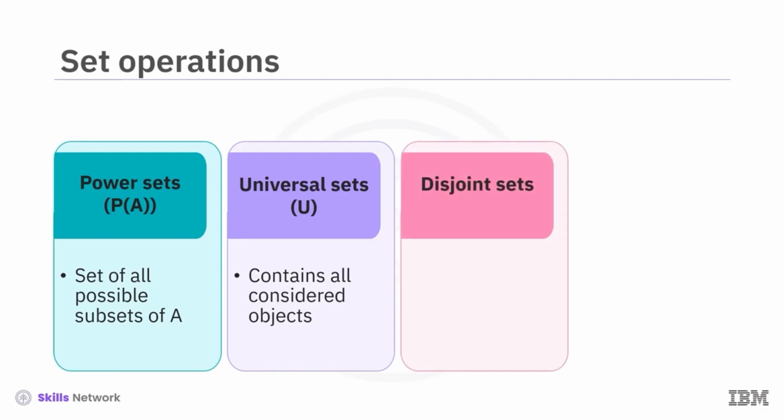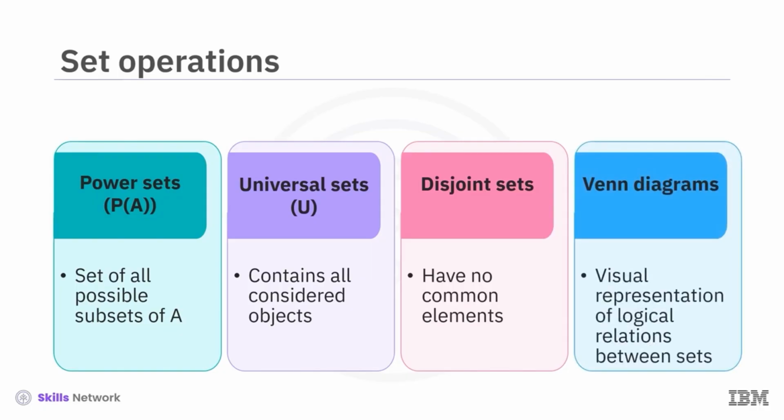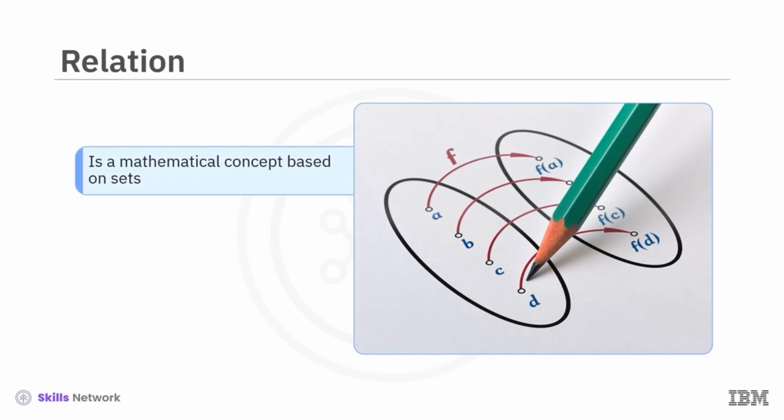Disjoint sets. Two sets are disjoint if they have no element in common. Venn diagrams. These diagrams are visual representations of logical relations between sets. In addition to sets, the study of relations is essential. It is a mathematical concept based on the idea of sets.